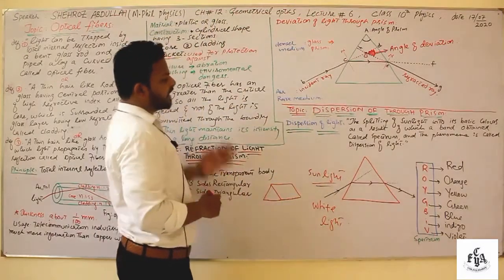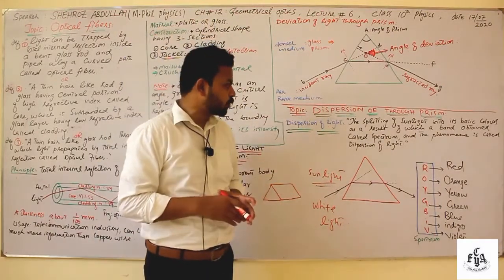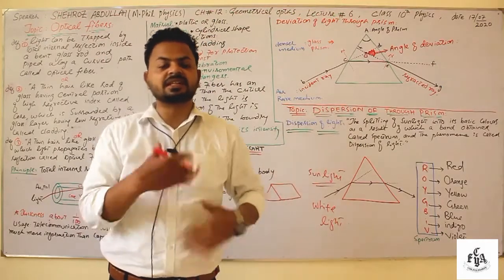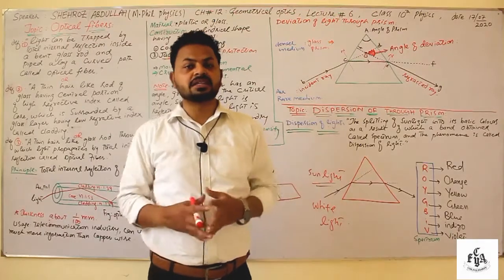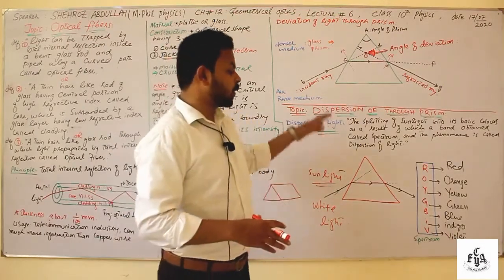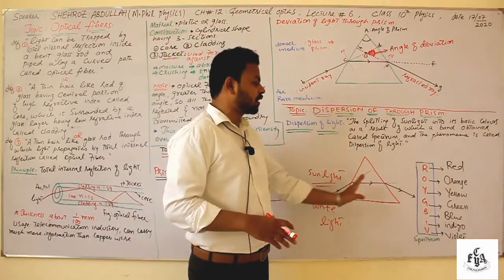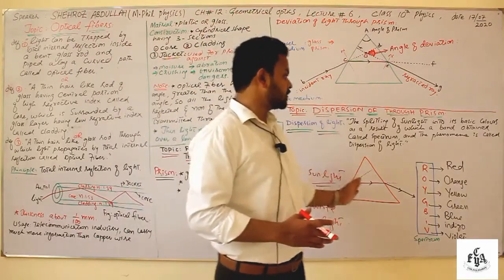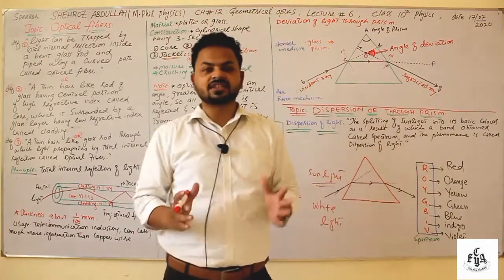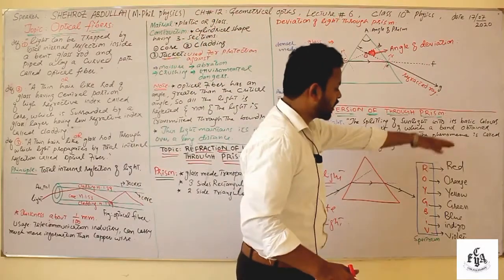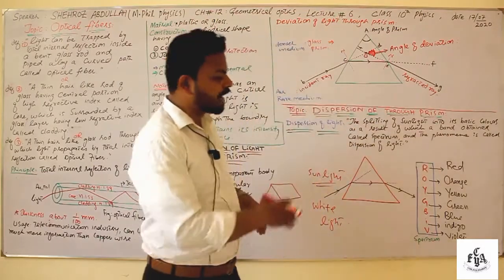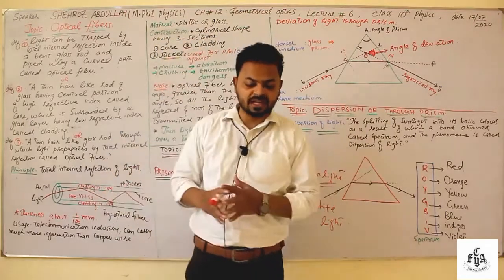Okay, then we moved towards dispersion of light through a prism. In dispersion of light, we discussed that the splitting of light rays into their basic colors is known as dispersion of light. When we fall sunlight on a prism, after dispersion we got a spectrum containing the 7 basic colors: red, orange, yellow, green, blue, indigo, and violet, right? So this was all about today's lecture.